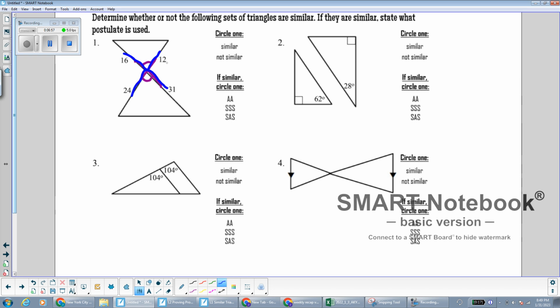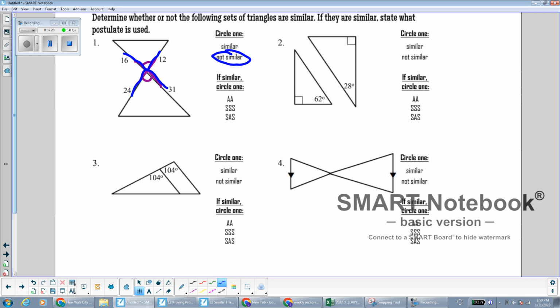So to get from 12 to 24, that's multiplying by 2. But to get from 16 to 31, that's not multiplying by 2. 16 times 2 would be 32. So since the corresponding sides don't have the same scale factor, that means they're not proportional. So although it seems like this might be SAS, these triangles are actually not similar because the corresponding sides are not proportional by the same scale factor.